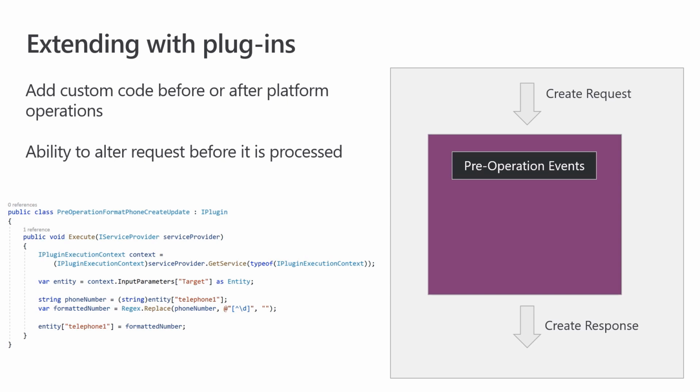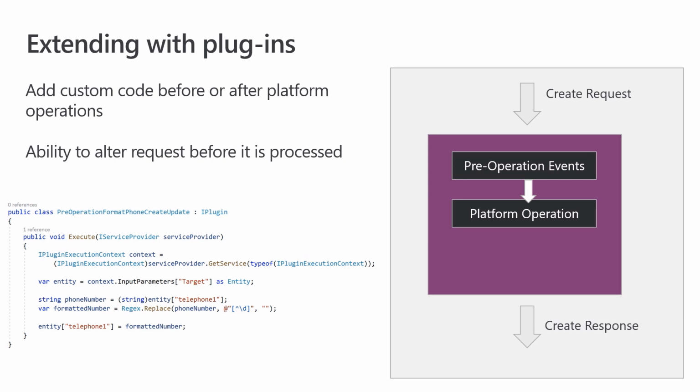And that's effectively all you need to do to build a plugin: create a class that implements the IPlugin interface. That interface requires one method. That method is handed an IServiceProvider interface that allows you to get information about the current request that's being processed. In this particular example, I'm simply formatting the phone before the record is created or updated on the database. This plugin actually changes the in-memory request before it is processed by the platform operation. Now in this example, the platform operation is to insert the record into the CDS database.